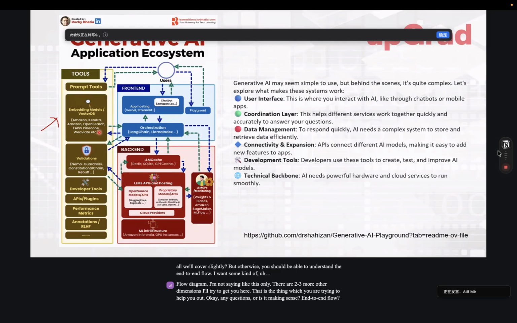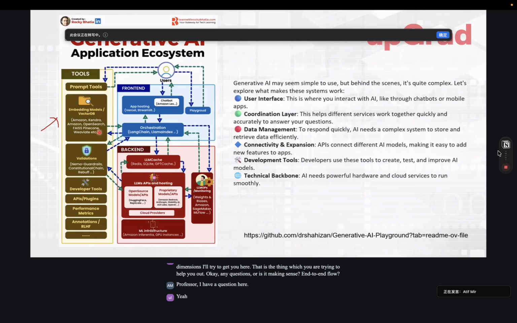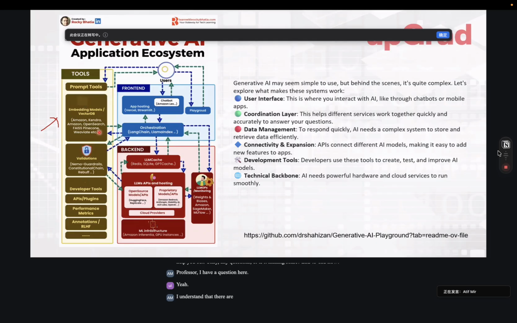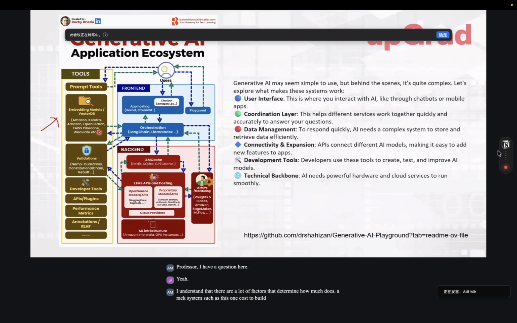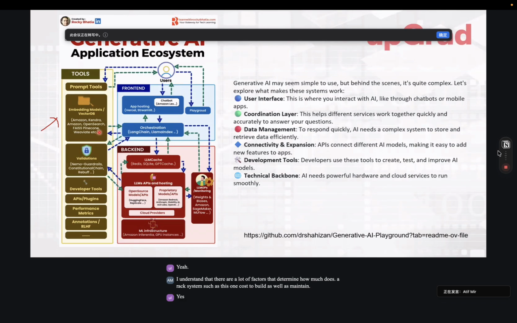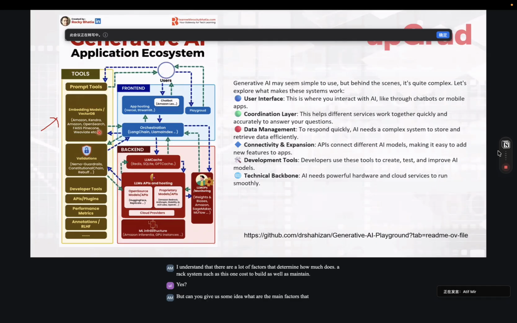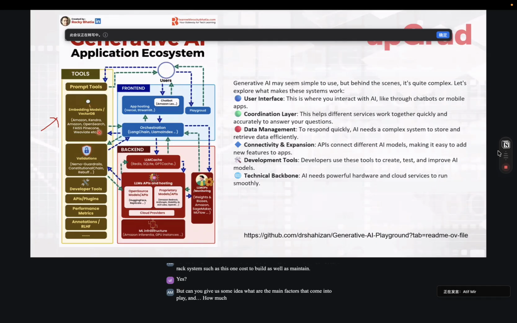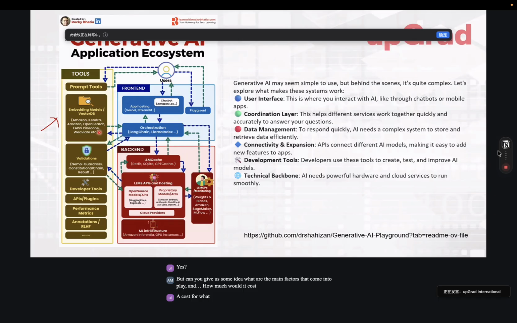Professor, I have a question here. I understand that there are a lot of factors that determine how much a RAG system such as this one costs to build as well as maintain. But can you give us some idea what the main factors are that come into play and how much it would cost? A cost for what specifically?